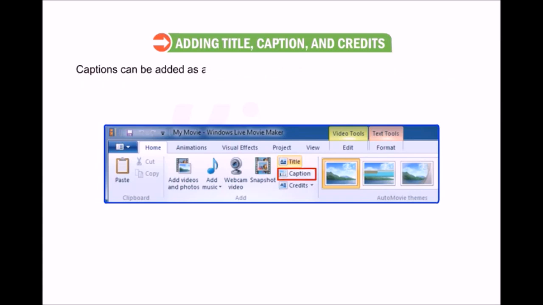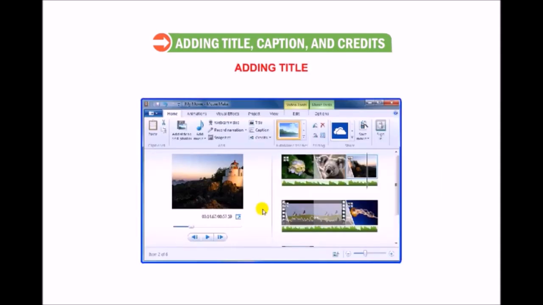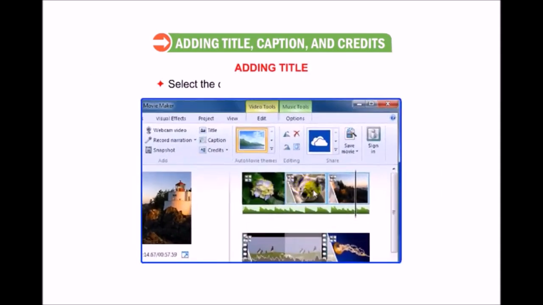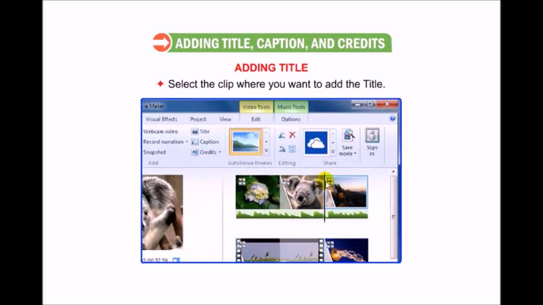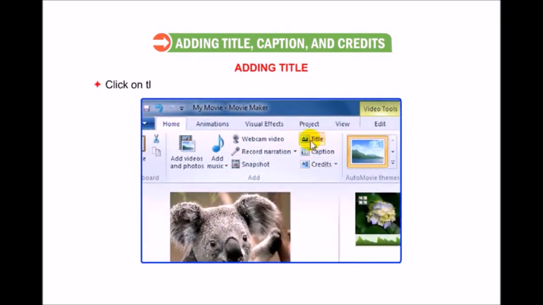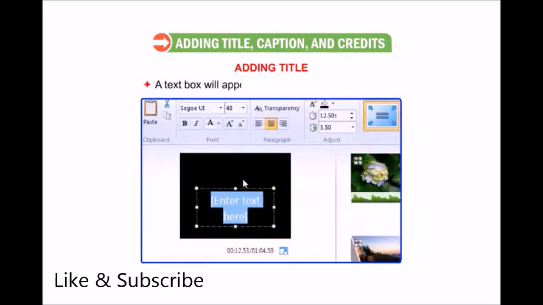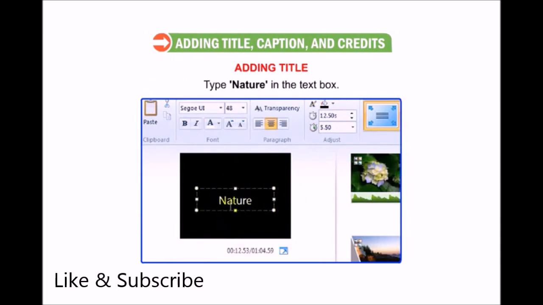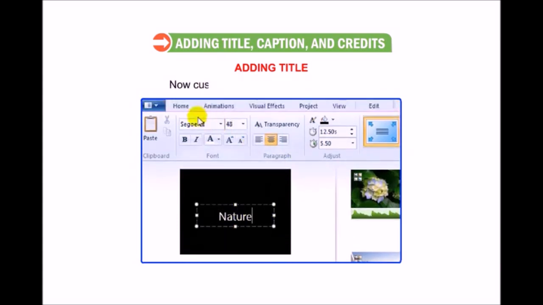Captions can be added as a text to an individual clip to provide relevant information. Adding title. Select the clip where you want to add the title. Click on the Title button present on the Home tab in the Add group. A text box will appear in the Preview Monitor pane. Type Nature in the text box. Now customize the title using the text tools.